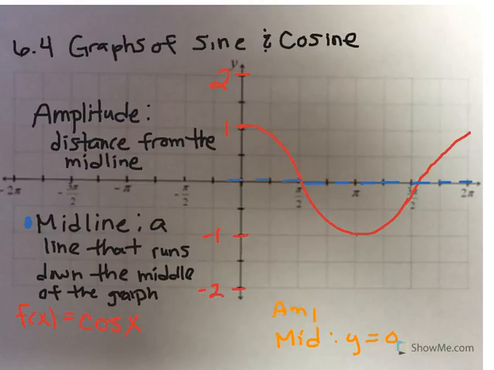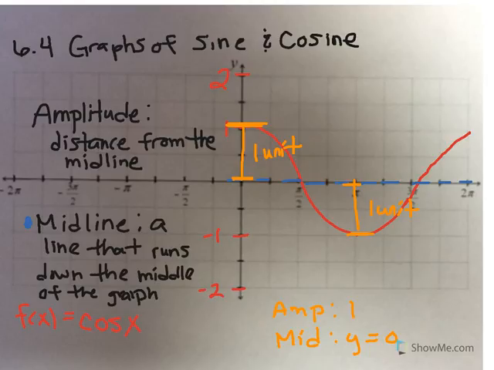So let's see if we can determine the amplitude. I'm going to find the highest point, or one of them, on this function, and it looks like one of them is right here. And the distance from that point to the midline happens to be 1 unit. Now I'm going to find the lowest point as well, and it should be the same if I've done this correctly, and indeed it is. It is 1 unit, and therefore the amplitude is 1 unit.